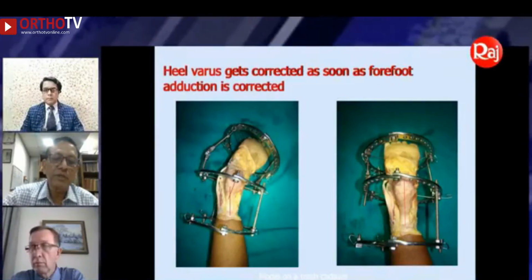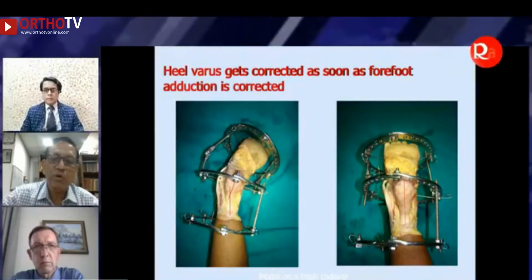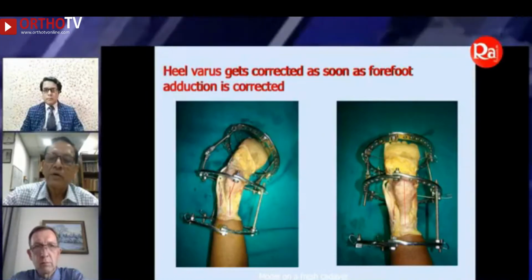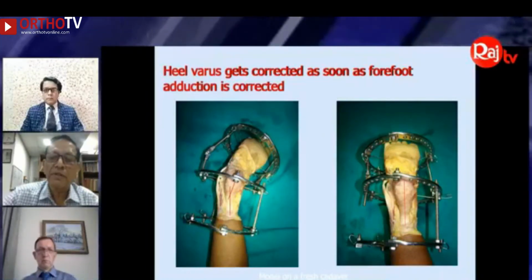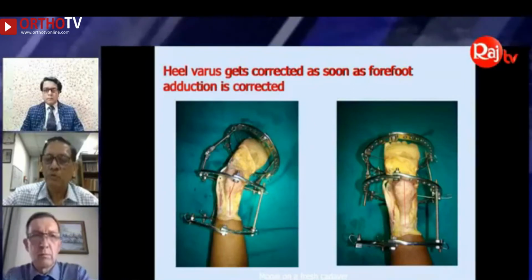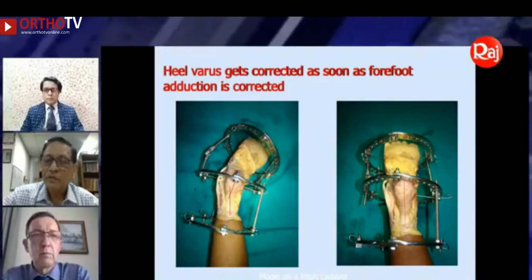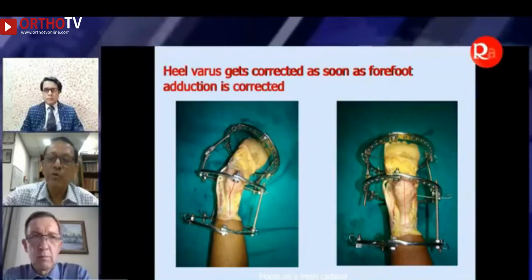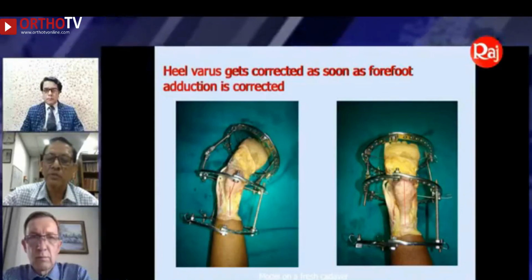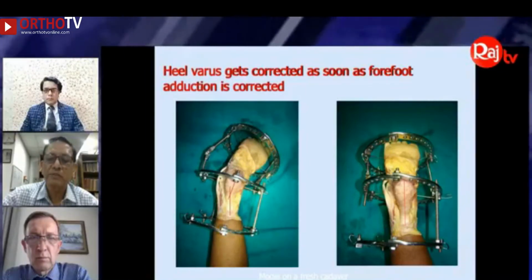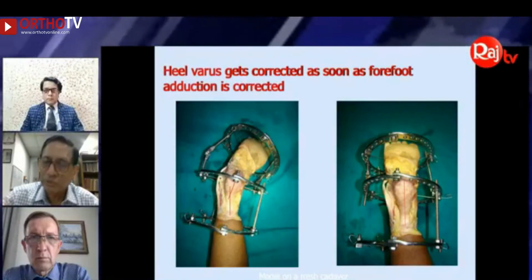We have done this in the press model, that as soon as we corrected the deformity of the adduction, we make it neutral or more abduction. So what happens? The foot goes from the varus position to the neutral or sometimes valgus position. So that is most important.